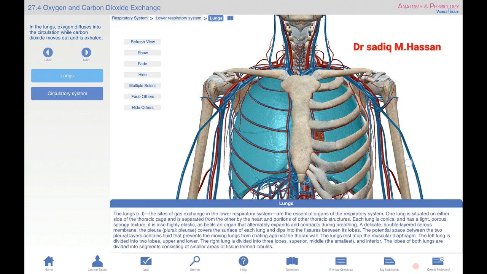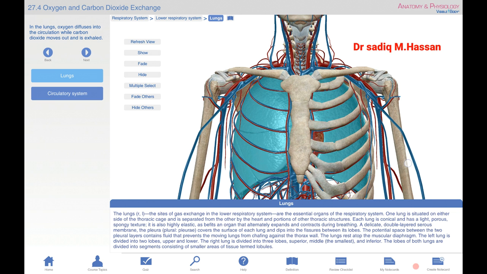Each lung is conical and has a light, porous, spongy texture. That is, if you touch it, it's just like a sponge. And in shape, it is conical.